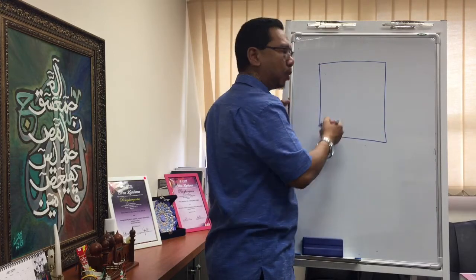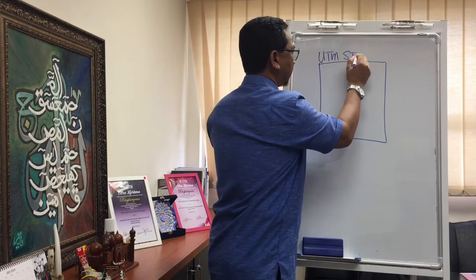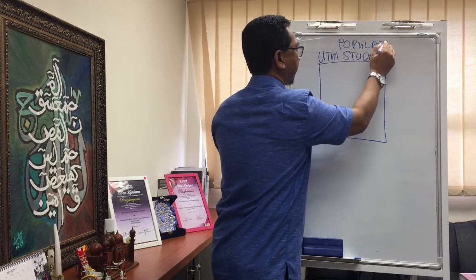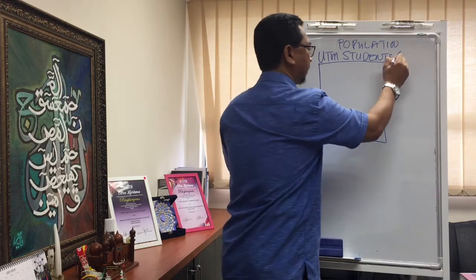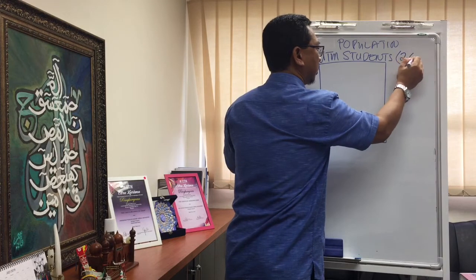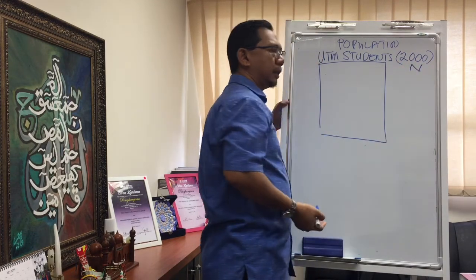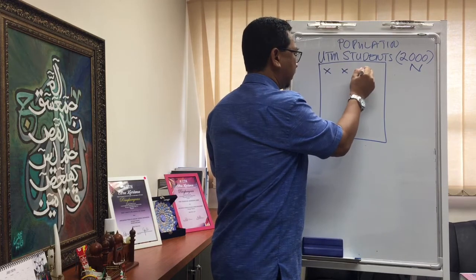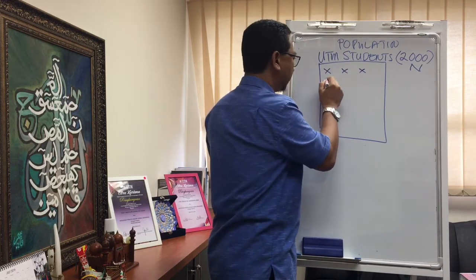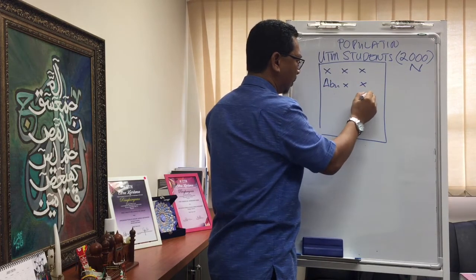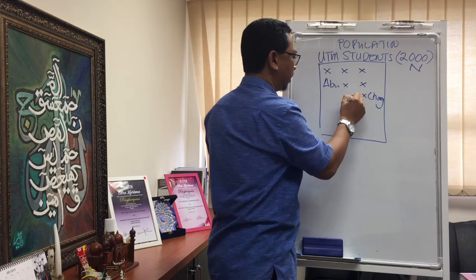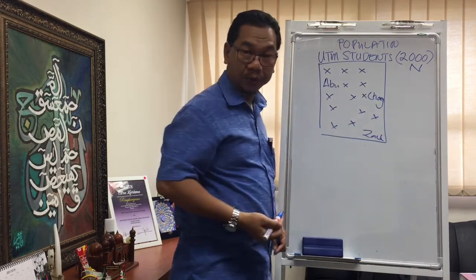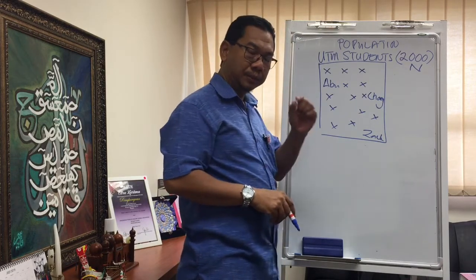Okay, let's say this is the UTM student population. And in UTM we have around 2,000. This is the population size, 2,000, and these are the names of students. For example, in the list of students, we have Abu, for example, okay, many more. We have Chong, for example, many more students. Okay, we have Z students, total around 2,000.